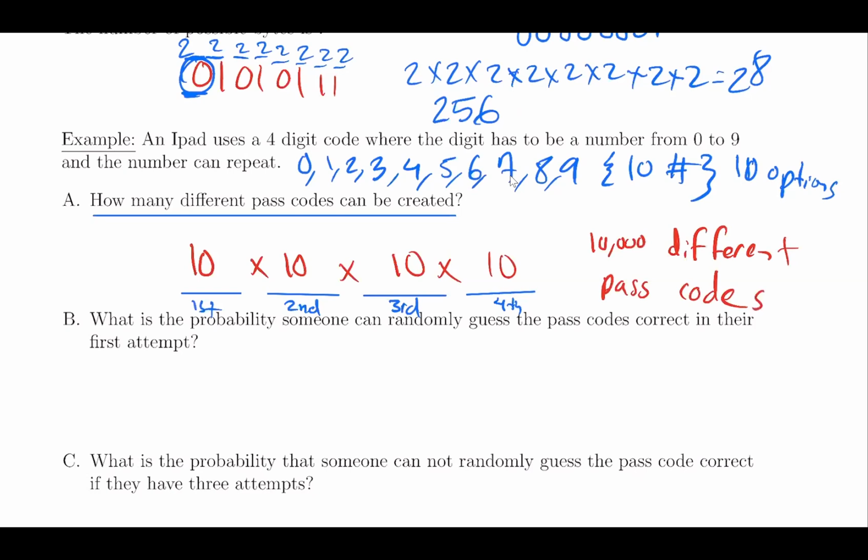All right, so let's do B. For B, it says, what is the probability someone can randomly guess the passcode correct in the course of time? So we want to find the probability of guessing correct.